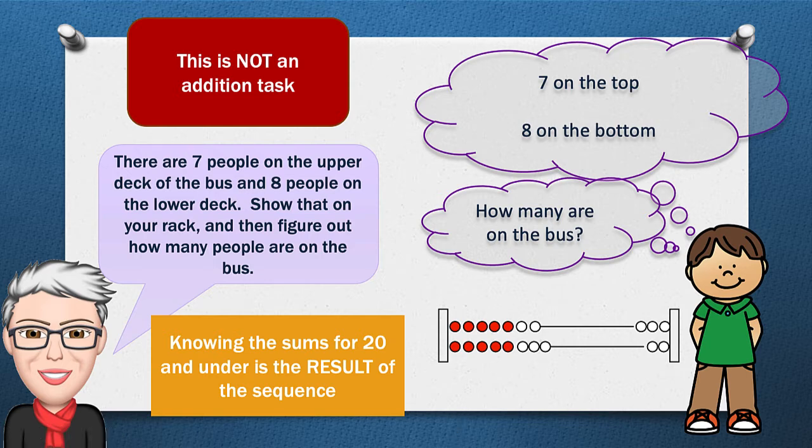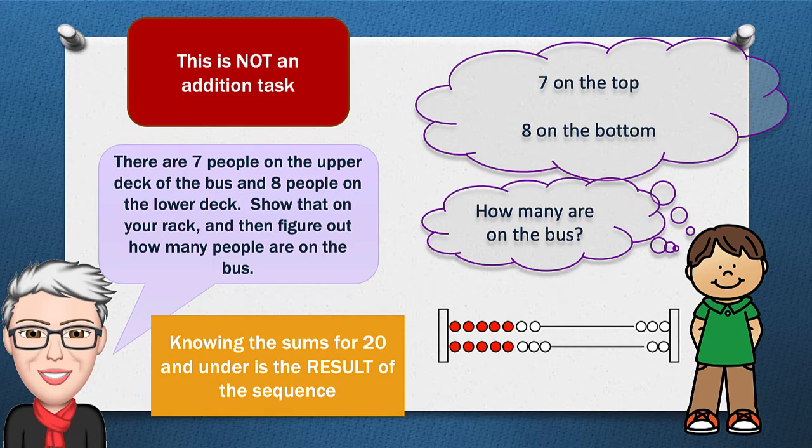Instead, this task asks children to use the color configuration of the beads to figure out the totality without necessarily thinking of it as 7 and 8 more. Posing the task in this way is simply an alternative way to ensure that all children have the same configuration on their racks. In other words, that they're all looking at the same thing as they try to figure out how many people are on the bus.